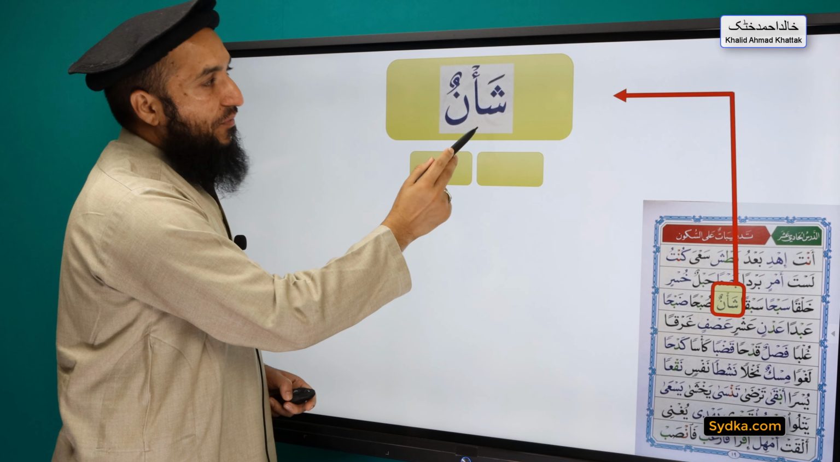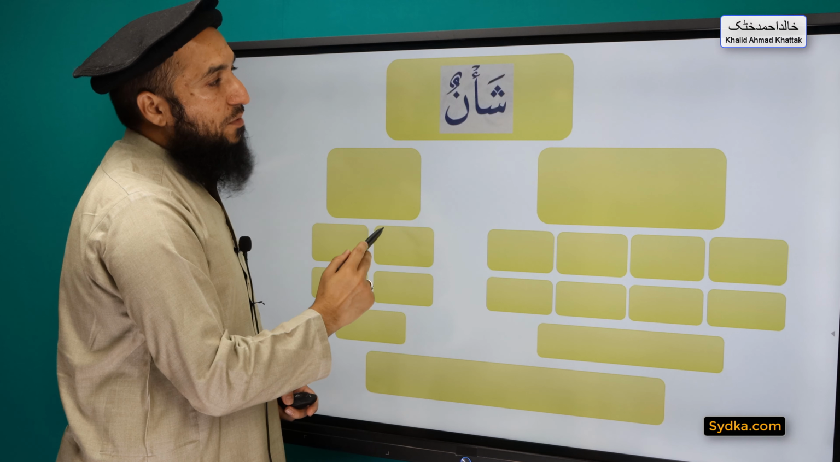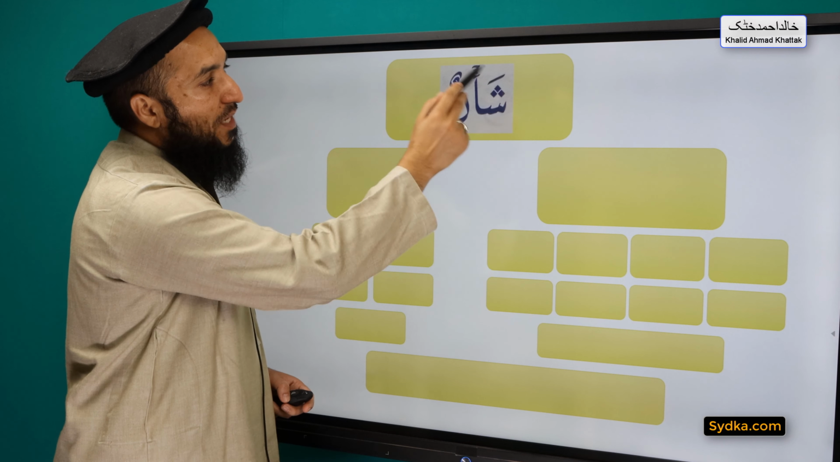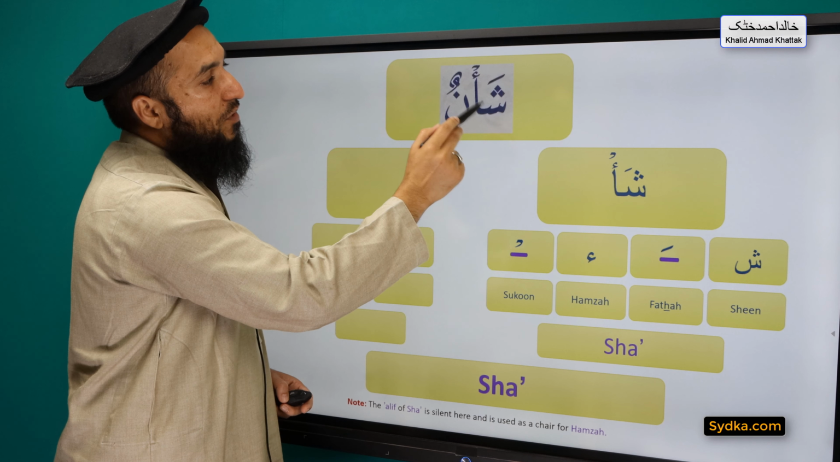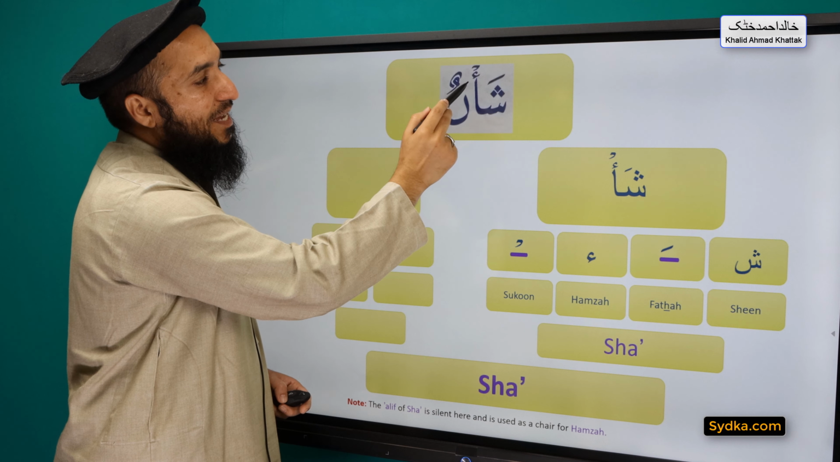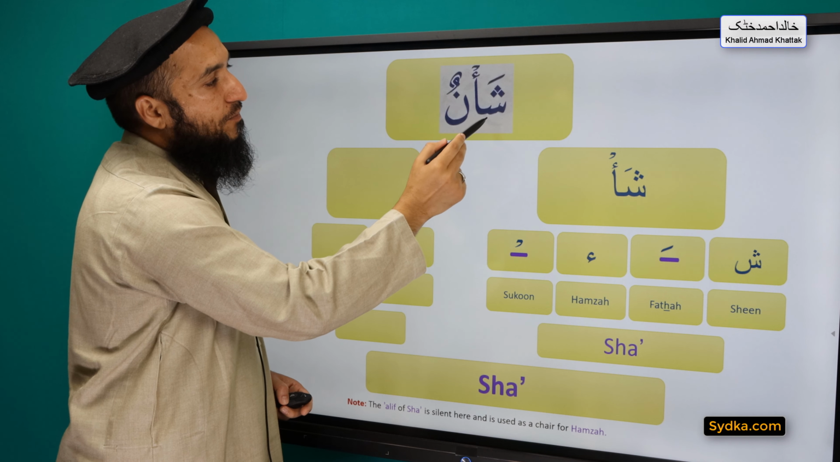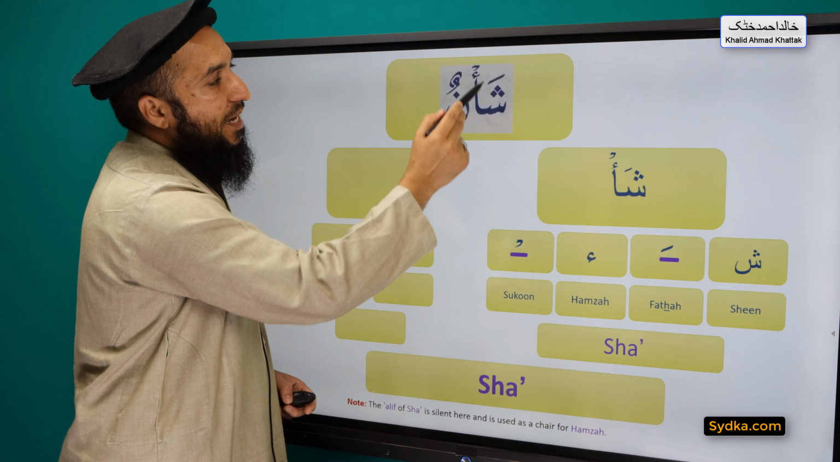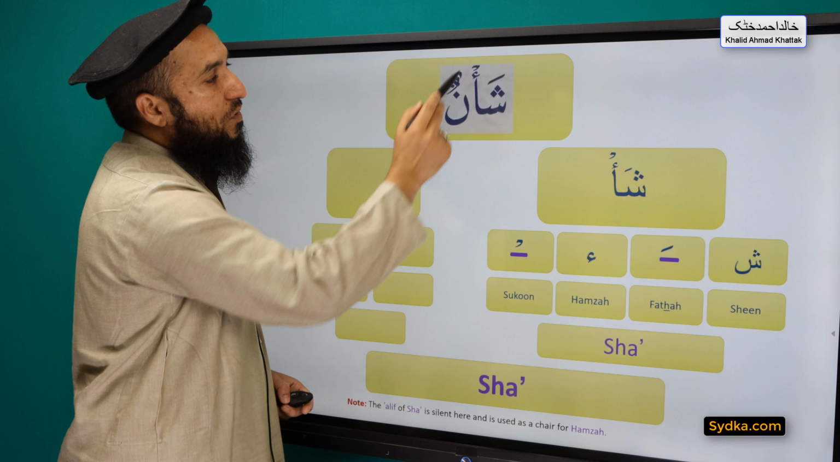The next word we have is sha'nun, and it can be divided into two syllables. The first one is sha, the second one is nun. So the first syllable is sheen fatha hamza sukun sha, and this alif is silent, or it is used as a chair for hamza. Sheen is a light letter, it has fatha on top of it, it is followed by hamza, and hamza has sukun.